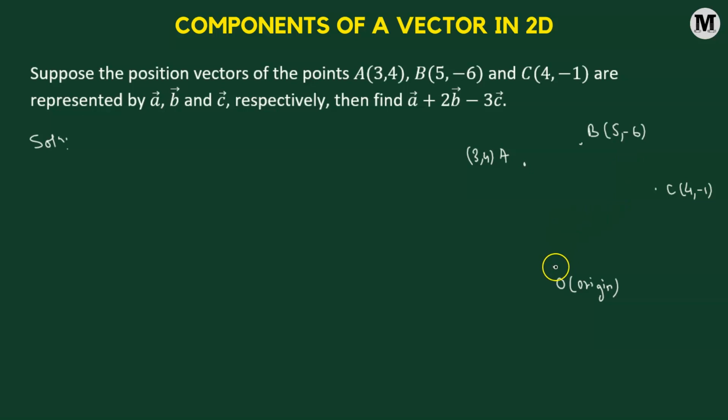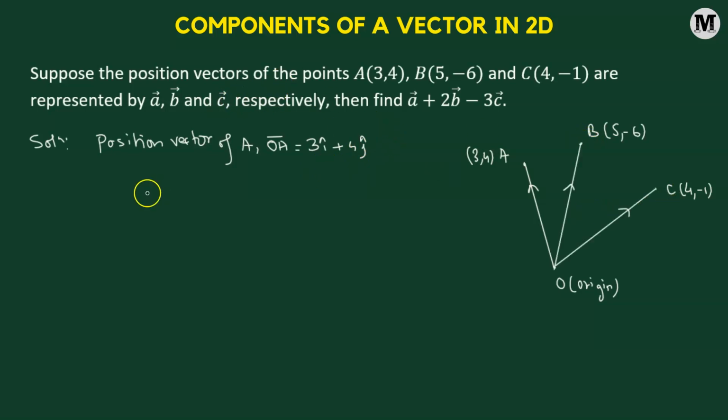Now what we'll do, we'll join point O and A with the help of a directed line segment going from O to A. So, with respect to the origin, we can now define the position vector of point A. Position vector of point A, that's going to be defined by the vector OA. This will be equal to 3 times i cap plus 4 times j cap. Fine. Now, we'll find out the position vector of point B and point C.